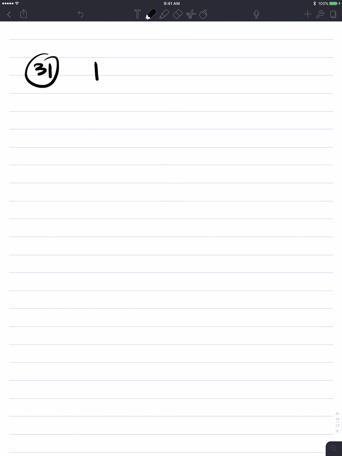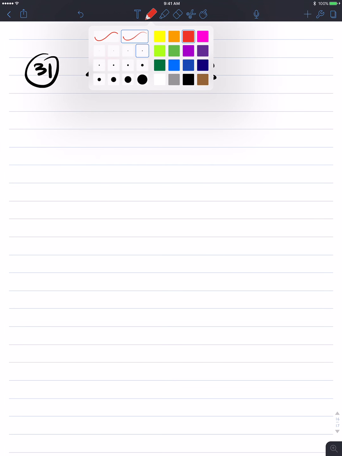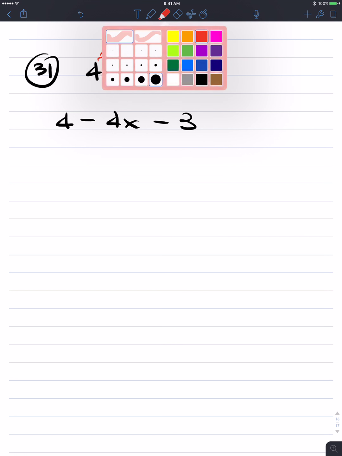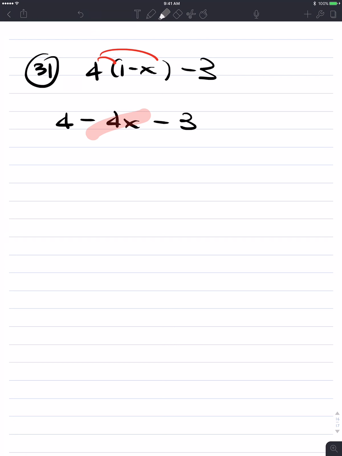Number 31. 4 times 1 minus x minus 3. We got only one set of parentheses to get rid of. 4 times 1 is 4. 4 times the negative x is negative 4x. Bring down your negative 3. Red, blue. These terms are like in blue.